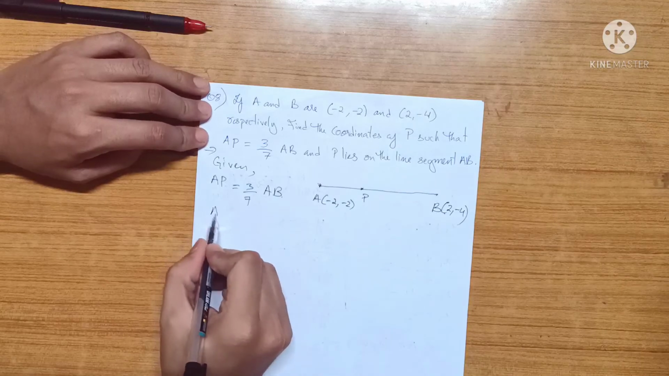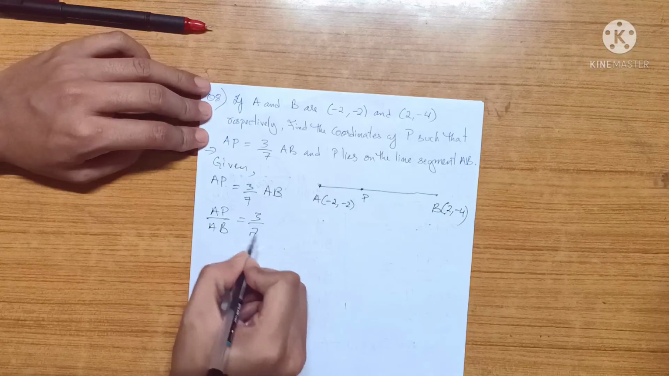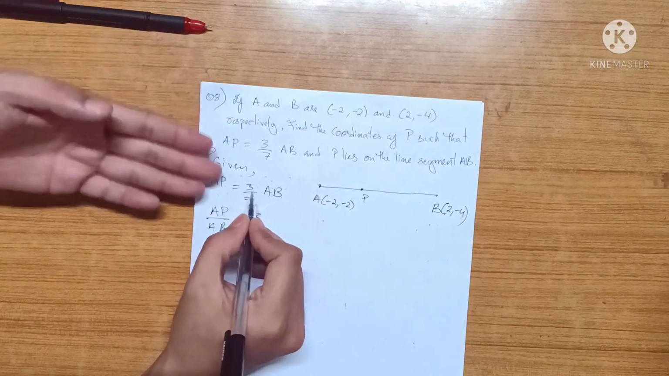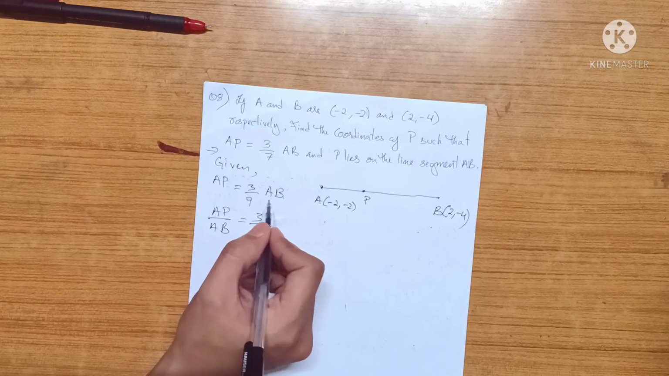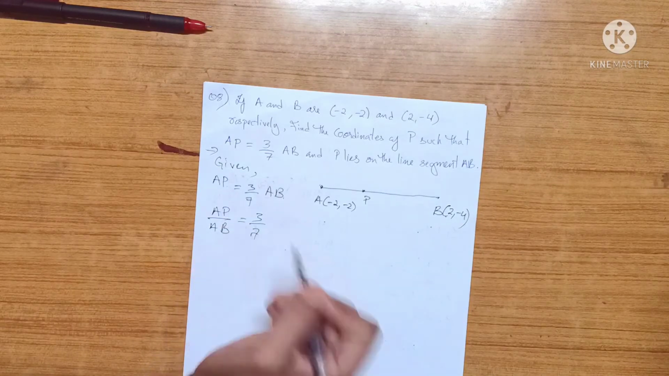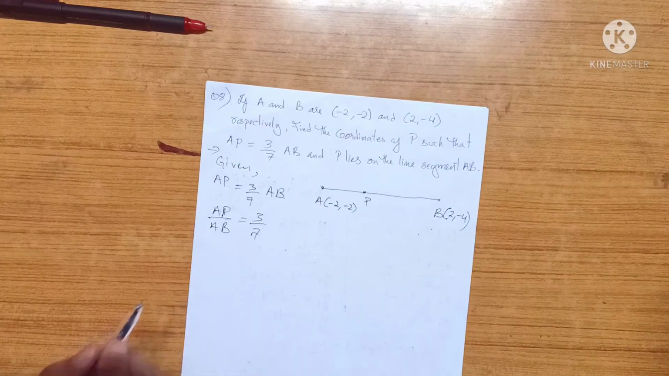It's a very simple concept. If I bring AB to the bottom, it becomes 3 by 7, because if there's nothing in between 3 and AB, it simply means multiplication. So multiplication on this side becomes division on the other. So AP by AB, we're getting 3 by 7.